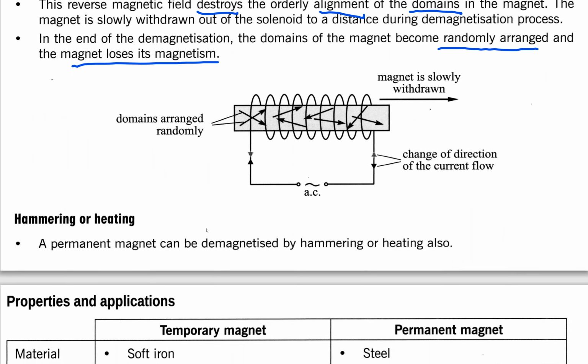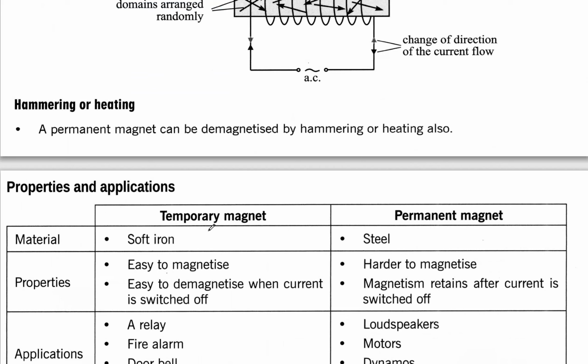The second method of demagnetization is by heating or hammering. The effect of heating or hammering is to cause the domains to vibrate more violently. They vibrate so violently that they break out of their aligned positions back to their original unaligned positions, which are randomly arranged such that the net magnetic field of the entire piece of iron or steel becomes zero, or rather goes back to zero.